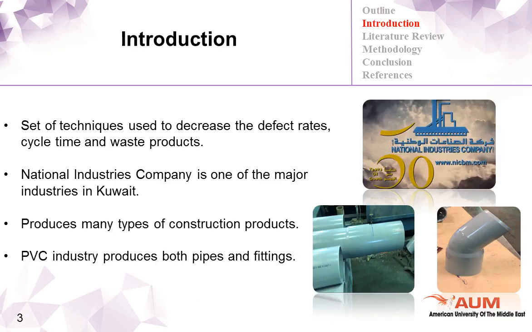To start with, as we all know, Six Sigma uses a set of tools and techniques to improve a process or to decrease the defect rates or the cycle time or the waste products within a process. So as a group, we decided to apply Six Sigma on one of the major industries in Kuwait called National Industries Company, which produces many different types of construction products, but we chose to focus on the PVC industry, to be specific on two products, pipes and fittings, as shown, and their pictures are shown on this slide.